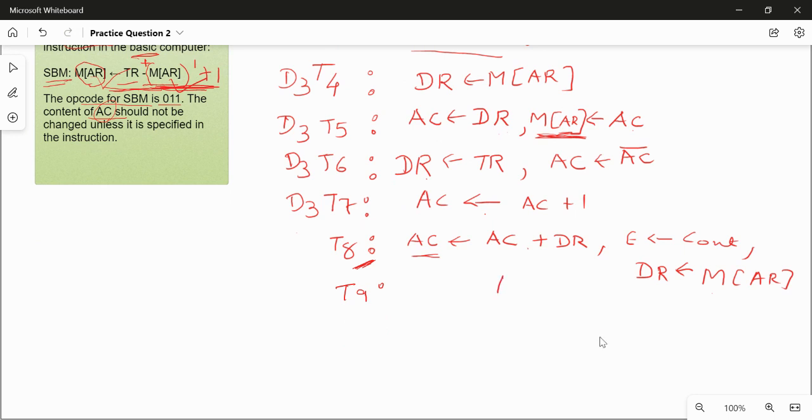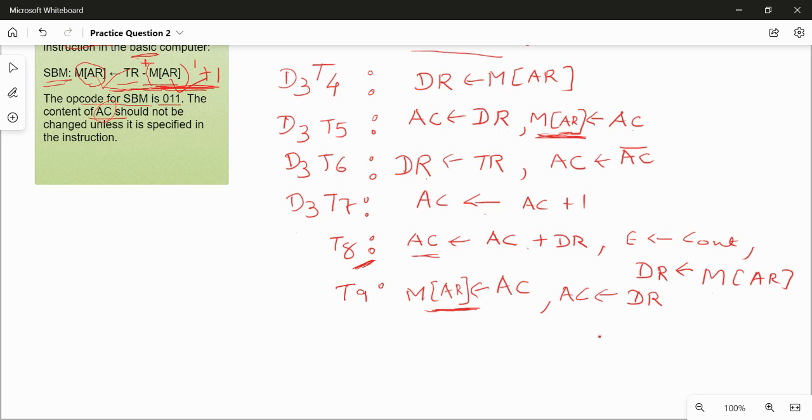So now you can initiate this transfer AC to M of AR. This will happen via the common bus because AC can send its content to other registers using the bus lines. So your final result of subtraction will be available in M of AR. The given operation is complete. Still, you need to restore AC. So the original value of AC is currently available in DR. You can initiate this transfer DR to AC along with AC to M of AR.